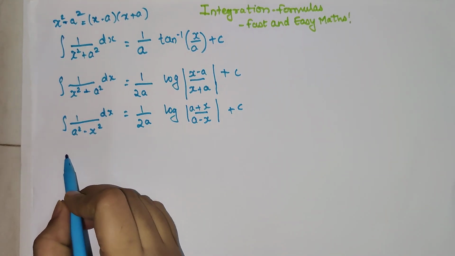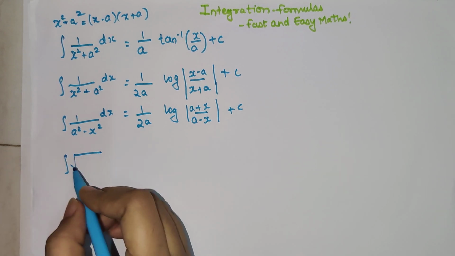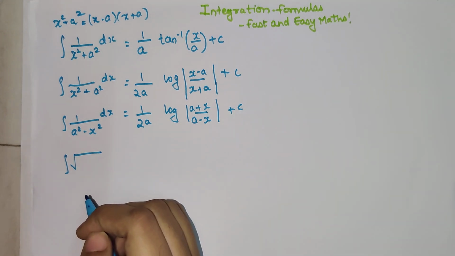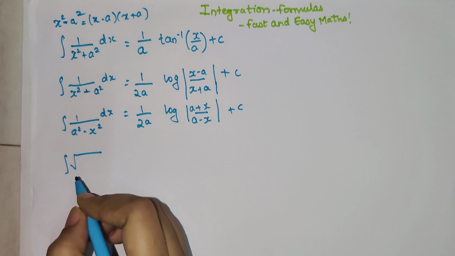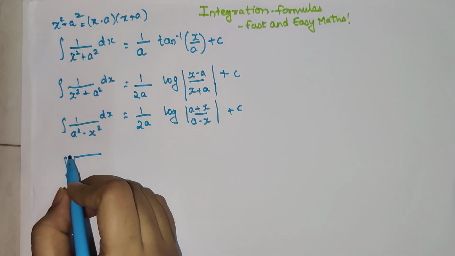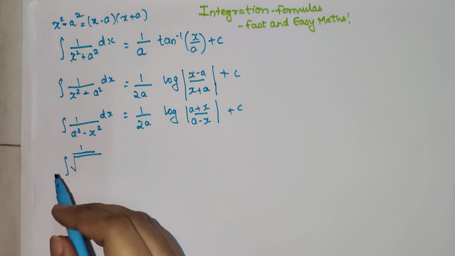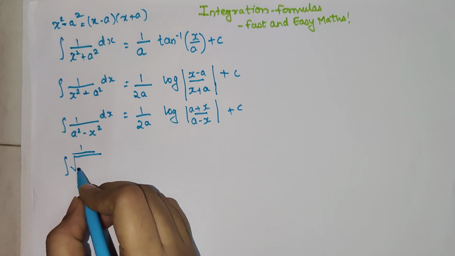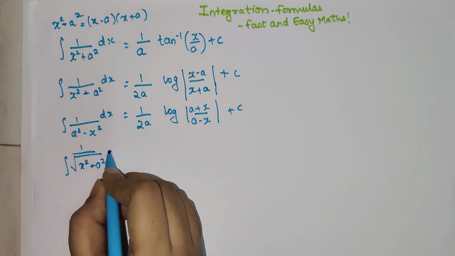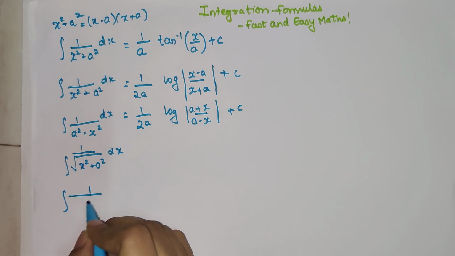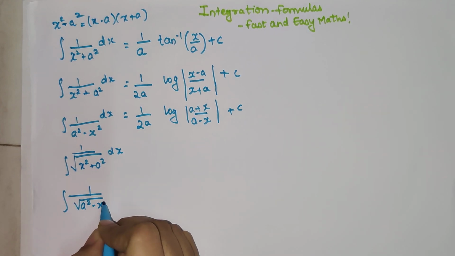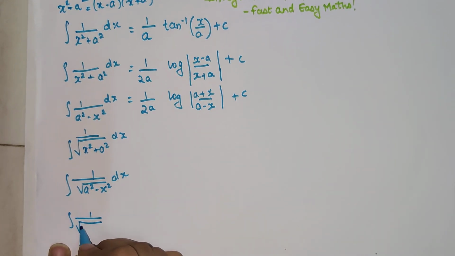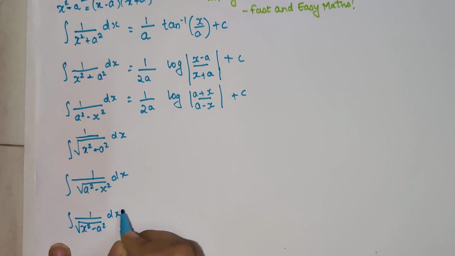Now the next type of formula is 1 upon root of. First we'll do 1 upon root of, and then later on we'll do just the roots as well. So 1 upon root of x square plus a square dx, 1 upon root of a square minus x square dx, and 1 upon root of x square minus a square dx.